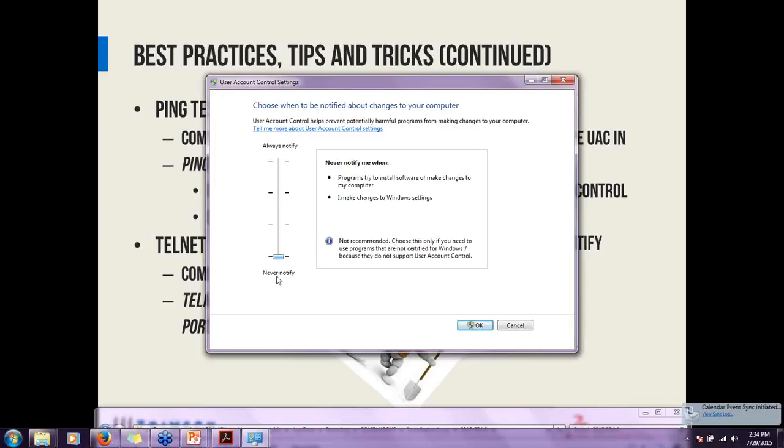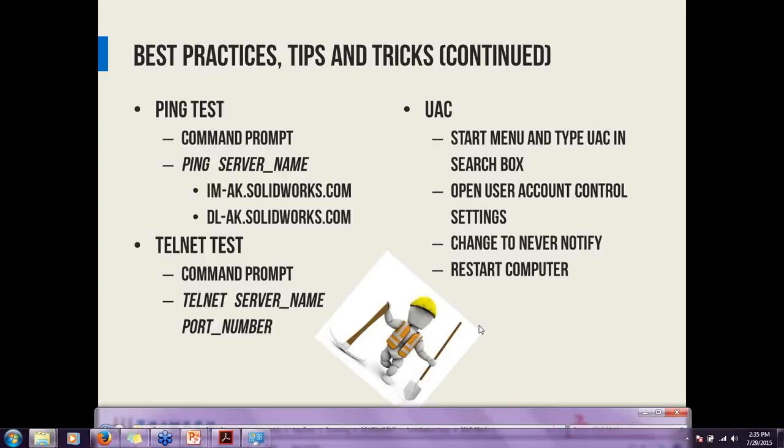Once I make a change to this User Account Control Settings interface and I click OK, it does require a reboot of the computer in order to make the changes take effect. So, Start menu, type in UAC in the search box, open the User Account Control Settings, change that bar down to Never Notify, and restart the computer.